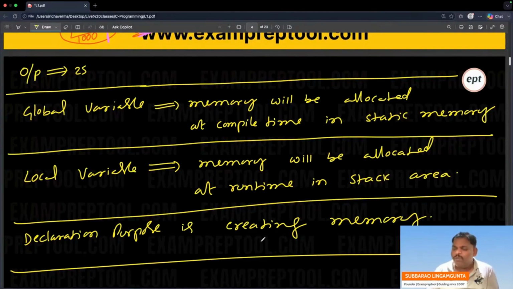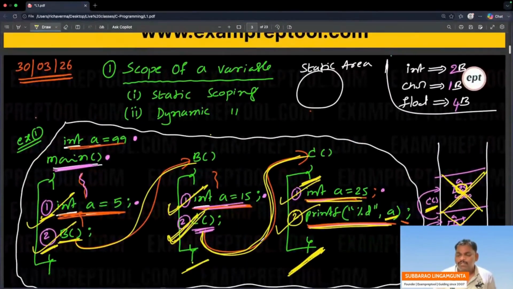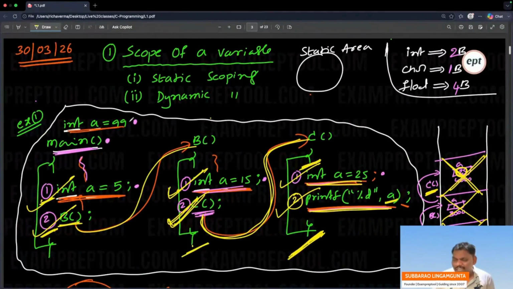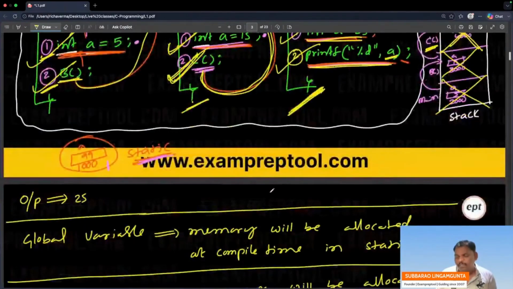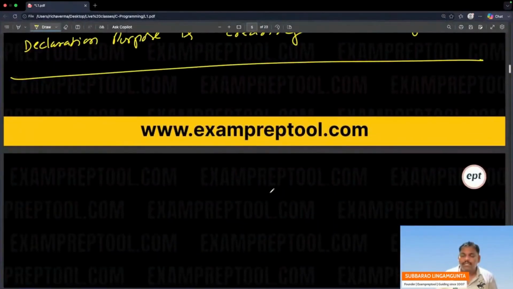So whatever we discussed, I have written simply in a few lines. Some people are asking, sir, the actual topic is scope of a variable, static scoping, dynamic scoping. You didn't cover it yet. Yeah, it will come in the next problem. Example 1 is completed. Let's go to example 2.